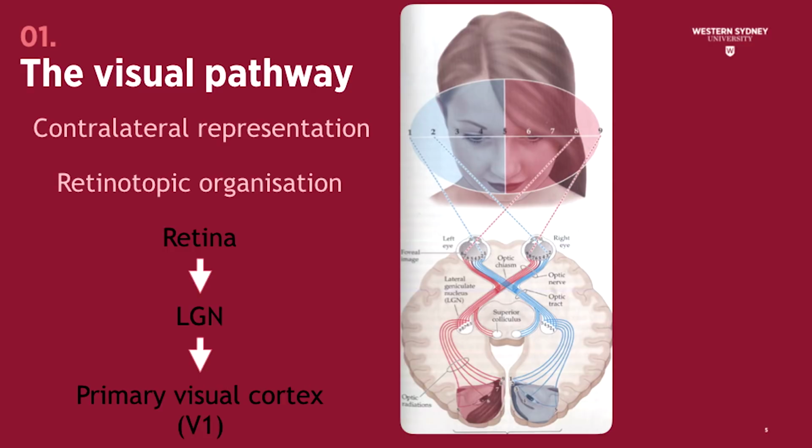A remarkable feature of the primary visual cortex is that neurons which are adjacent to one another in the brain tend to represent adjacent regions of visual space. That is to say, there exists a map of visual space, albeit a distorted one, on the surface of the cortex. This is known as retinotopic organization.